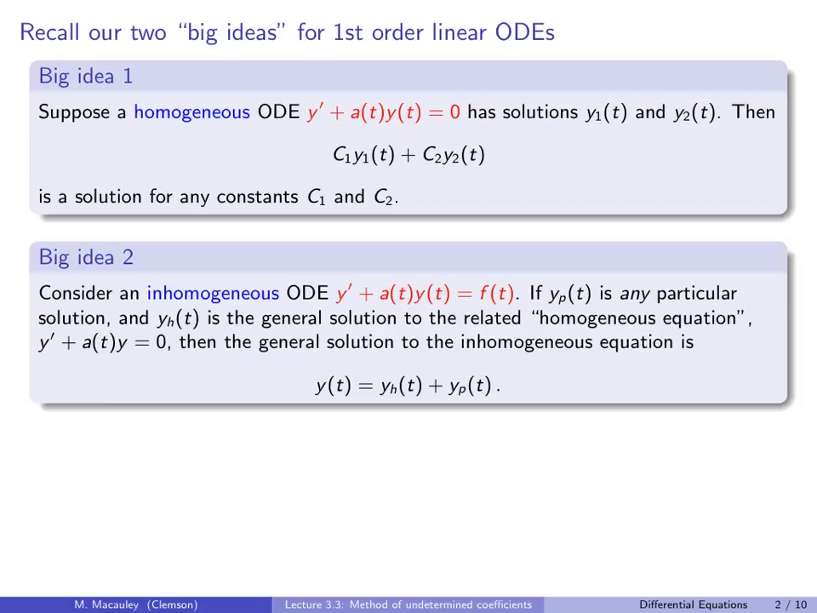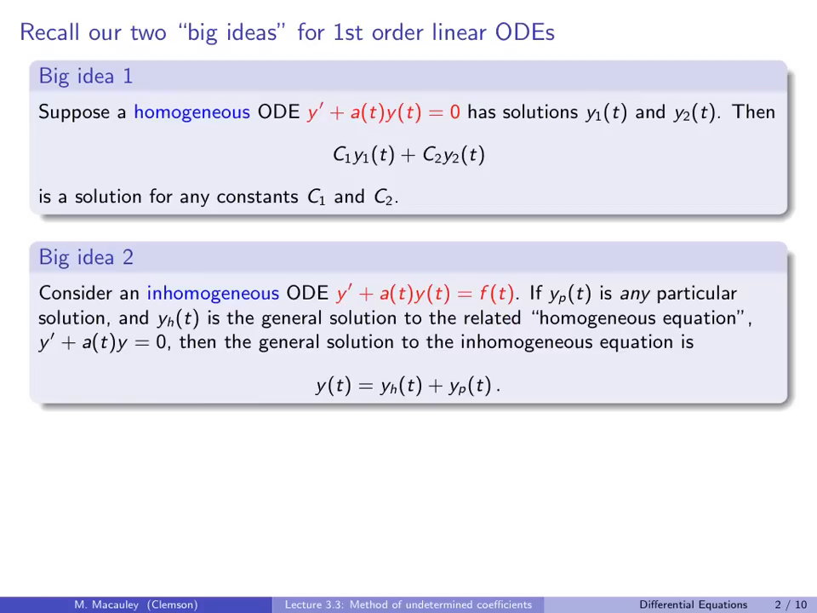Okay, so let's recall our two big ideas for first-order linear ODEs. The first one was that if we have a homogeneous ODE, something like this, where the right-hand side is 0, and we have two solutions y1 and y2, then any linear combination of those is a solution. Even though there's only a one-parameter family of solutions for first-order equations, we still have this principle, sometimes called the principle of superposition.